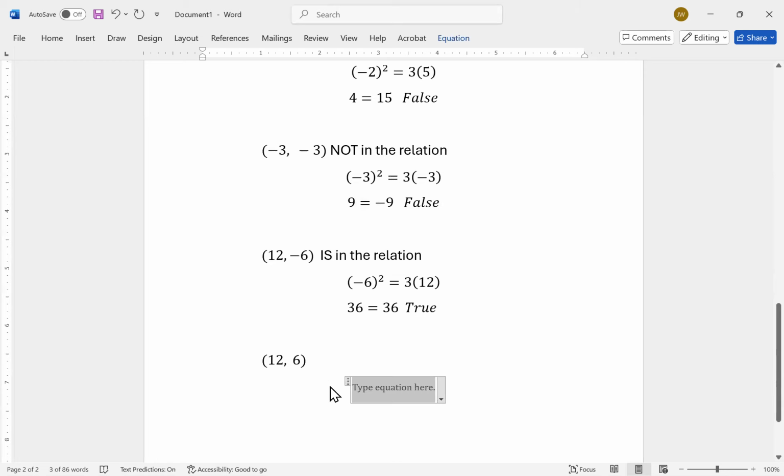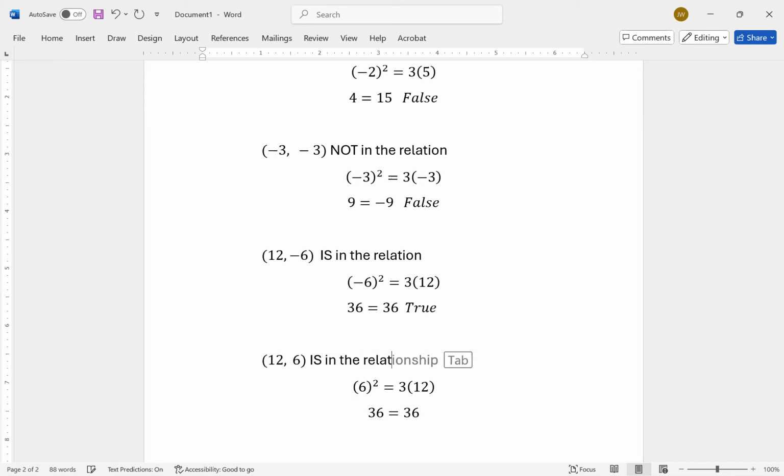How about (12, +6)? You see where this is going. 6 squared is equal to 3 times 12. Plug in 12 for x, 6 for y. I once again get 36 is equal to 36. So that is also in the relation. (12, 6) is in the relation. Also, (12, -6) is in the relation.